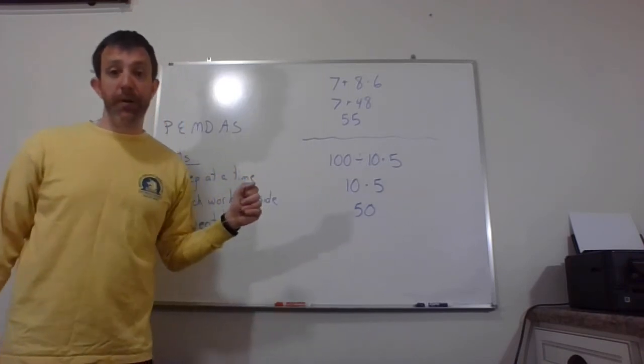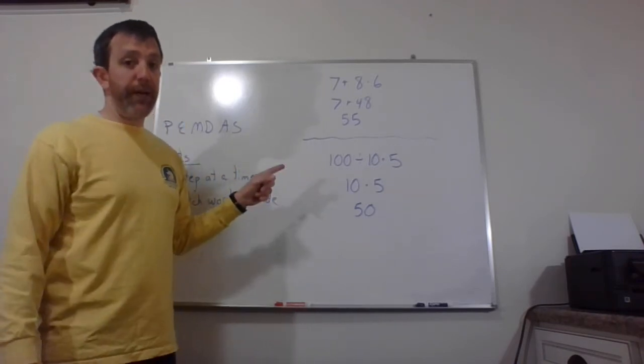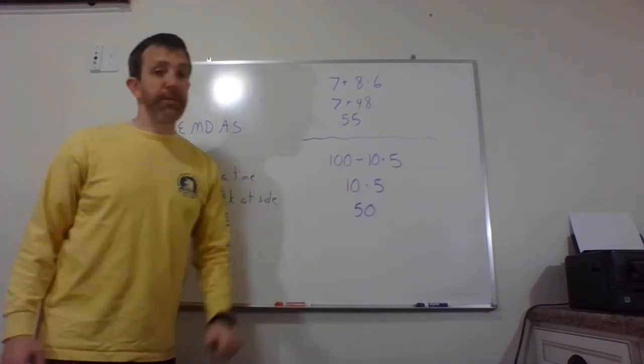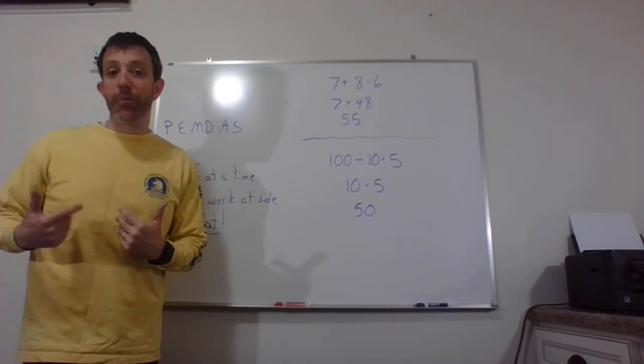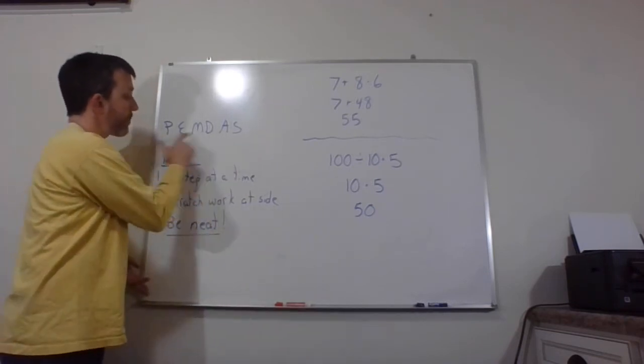Second one, this one's a tricky one. A lot of people miss this problem. So here's what we have. 100 divided by 10 times 5. This is where please excuse my dear Aunt Sally and PEMDAS can get in your way. Because if you look at PEMDAS, what comes first?